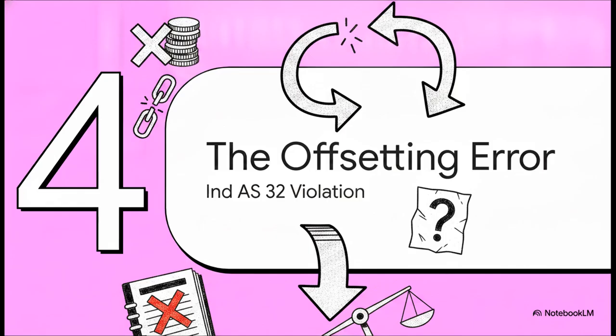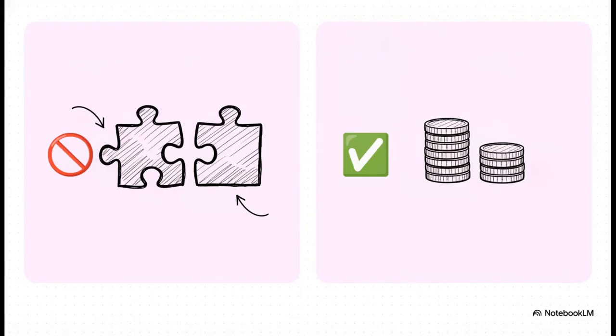Now for part four, the offsetting error. So what exactly happens when you fail that derecognition test, but you kind of just pretend you passed it anyway? Well, the company wrongfully set off the trade receivables against their financial liability. But under Ind AS, if the transfer doesn't qualify for derecognition, that cash you got from the bank has to be recognized as a completely separate financial liability. You can't just offset the two.